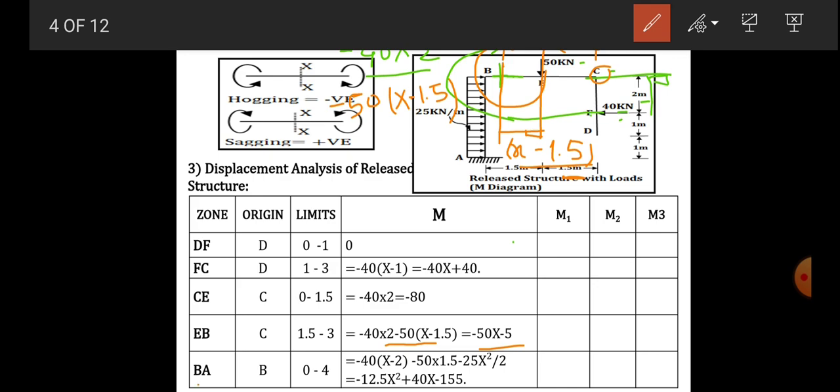Now let's consider the next zone, the BA zone. BA is a vertical member, which is the column AB. Let's consider B as the origin for BA, and the first letter of the zone, B, is itself the origin. So the lower limit will be 0. How far is A from B? It is the whole length of the column, so A is 4 meter away from B and the upper limit will be 4. Now let's find the value for this last cell.